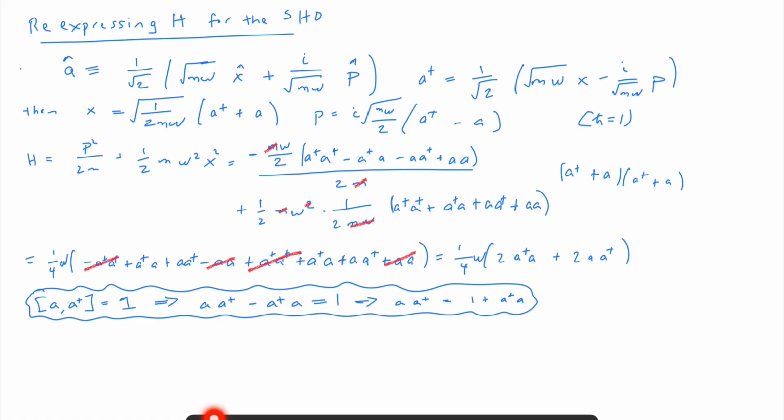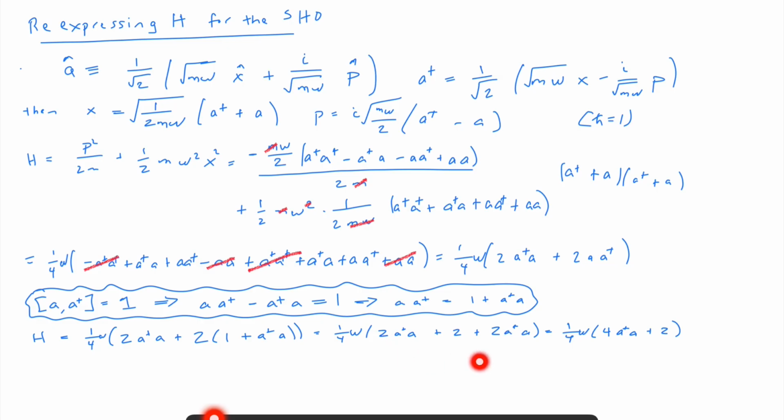So every time I see an a a dagger, I can replace that with this, which now gives me this for our expression: 1/4 omega, 2 a dagger a still stays the same, plus 2, that stays the same. And now instead of the a a dagger, I use this formula here that I got from my commutation relationship, 1 plus a dagger a. That just continuing out with the algebra gives me this. Expand out the 2. And then now I have these a dagger a's, which can combine as 4 a dagger a's plus the number 2. And then if I just divide by 1/4, this is what I get.